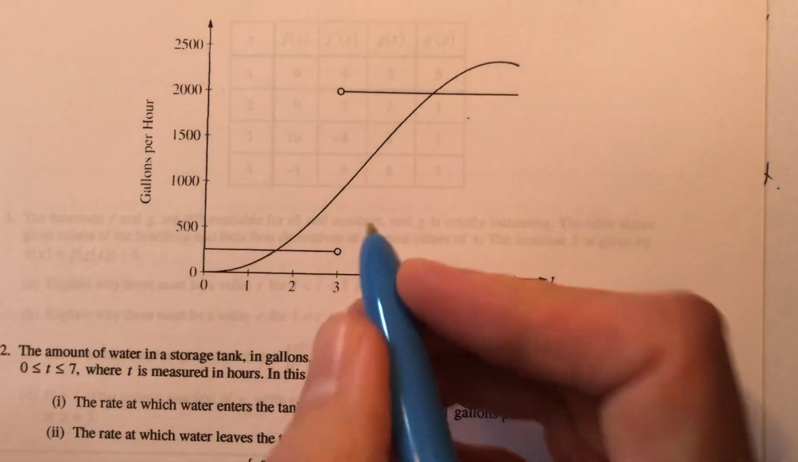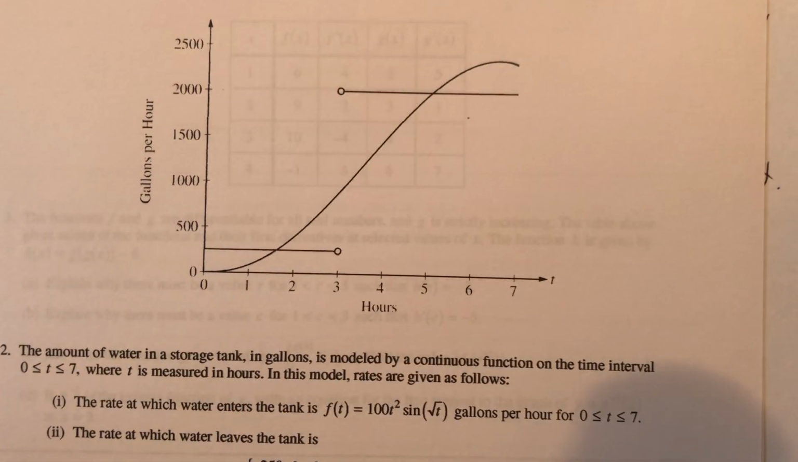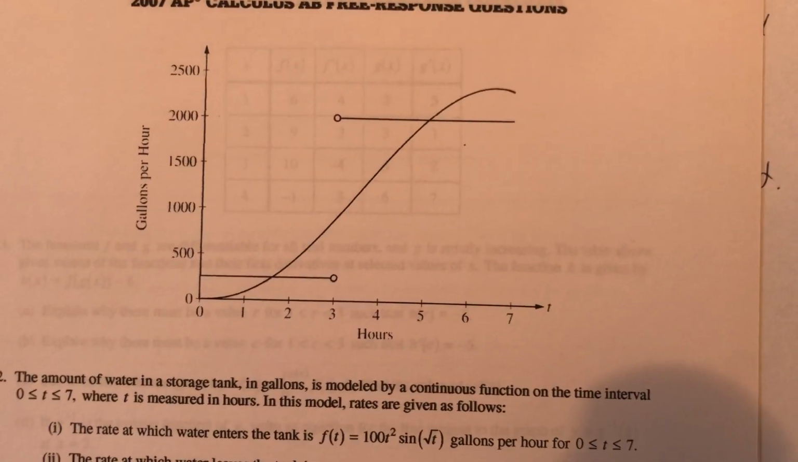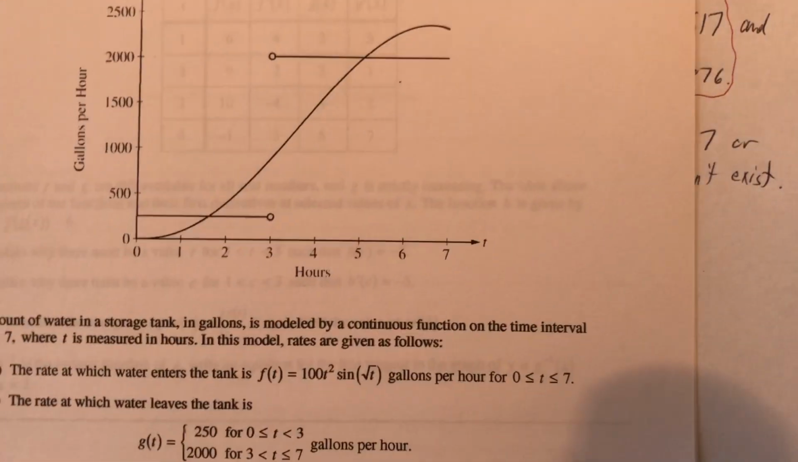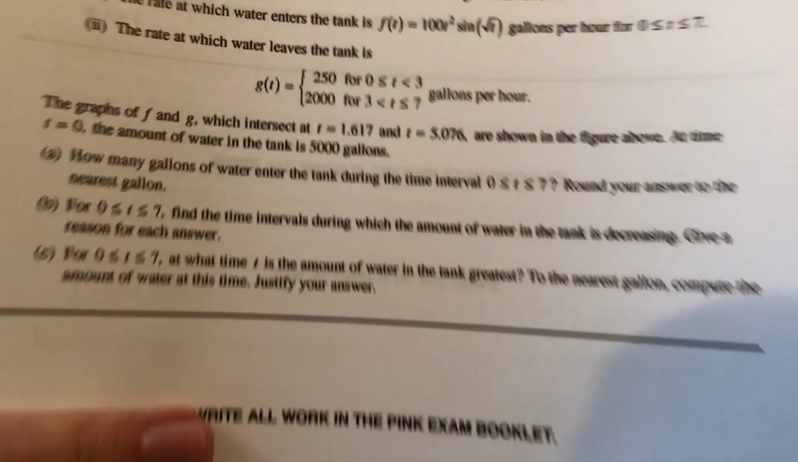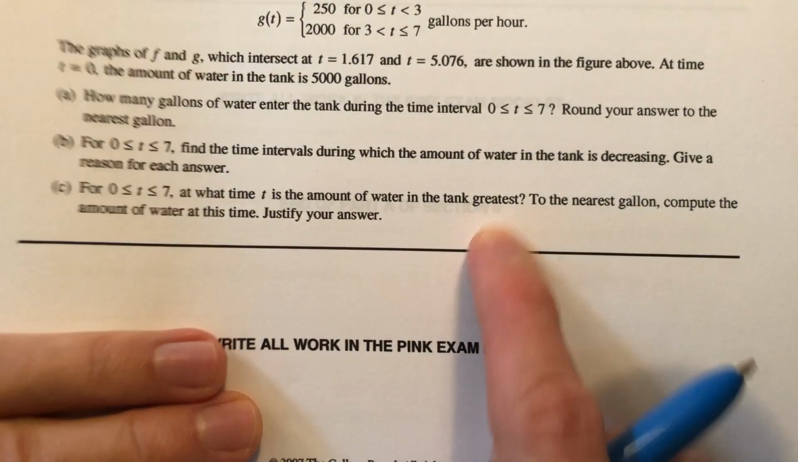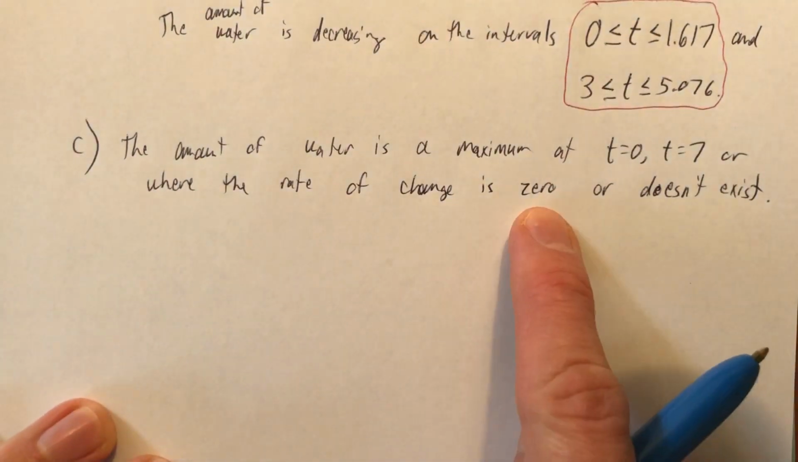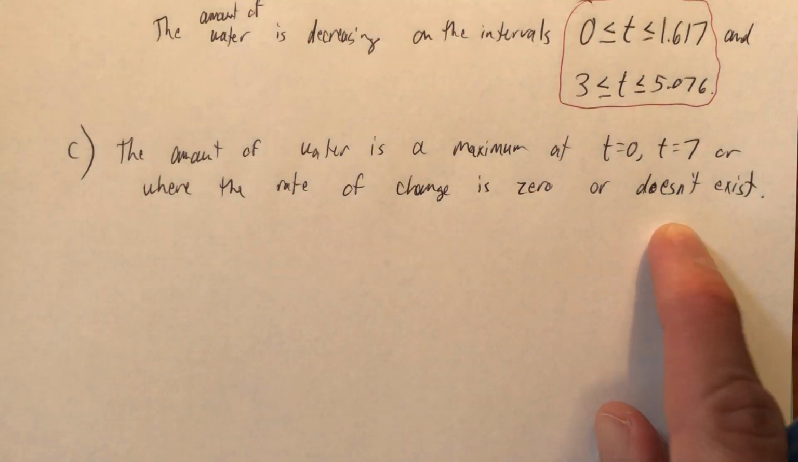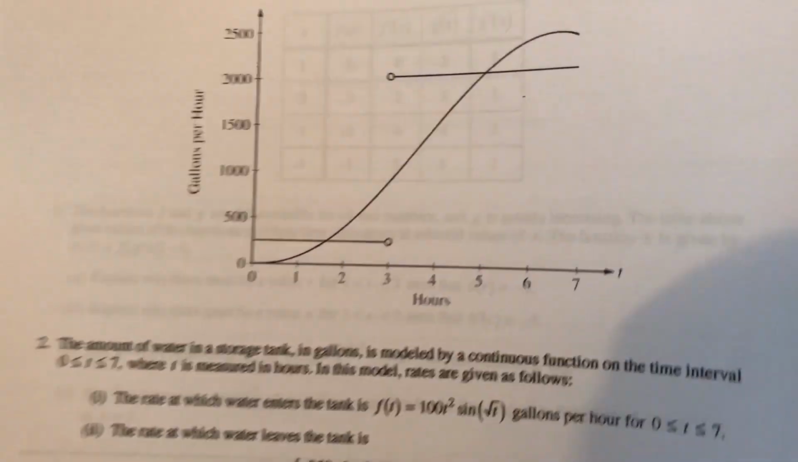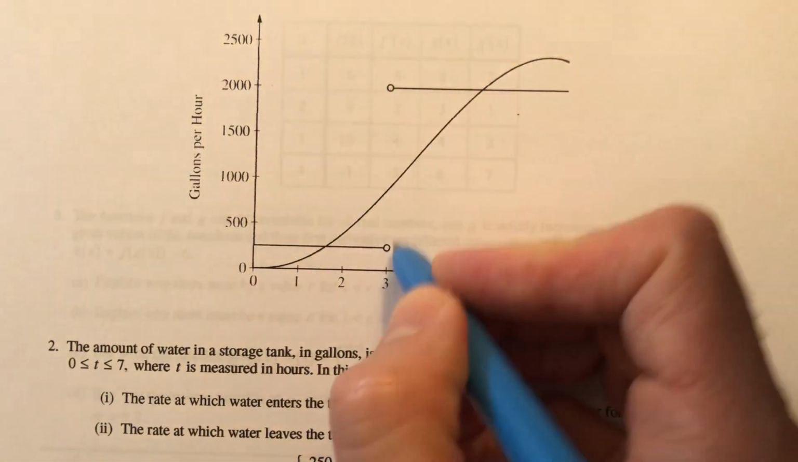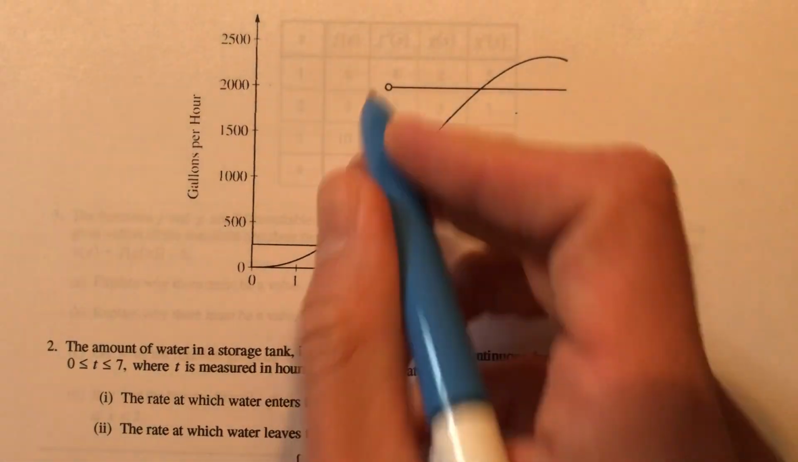Now, don't look at this and say, well, it doesn't exist there. Okay, there's just two ways of thinking about this. And here was my way of thinking about it that was not necessarily wrong. What's the amount of water in the tank the greatest? Well, that occurs where the change is 0 or where the derivative doesn't exist. And technically they've graphed a rate of change, so they've graphed a derivative. So that's at 3, right? So I do need to check 3.